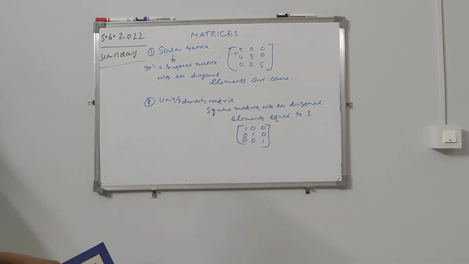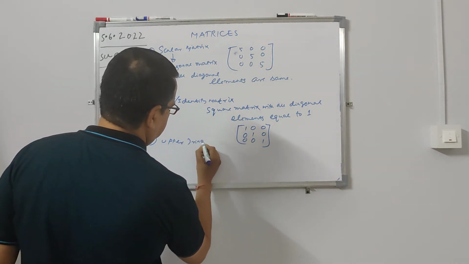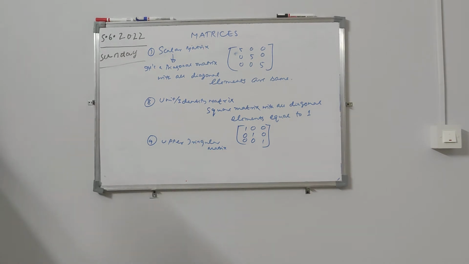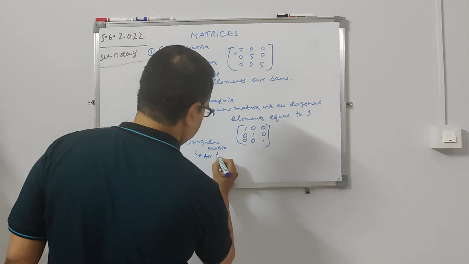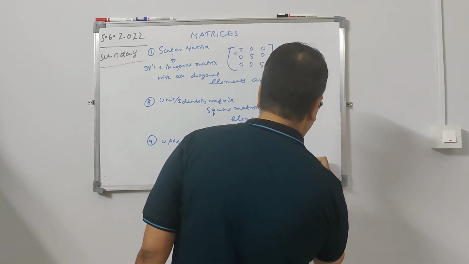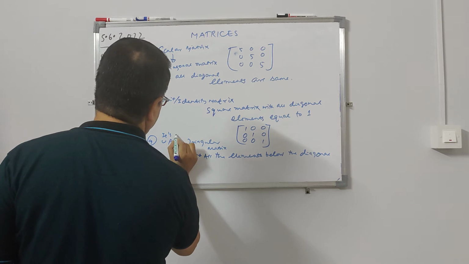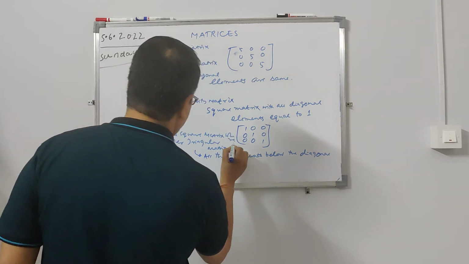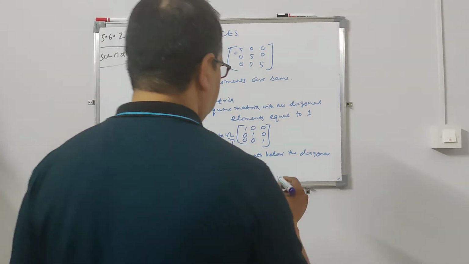Then upper triangular matrix and lower triangular matrix. Number 9, upper triangular. This is also a square matrix. The upper triangular matrix is a square matrix where all the elements below the diagonal are zero. So upper triangular means lower elements are all zero.